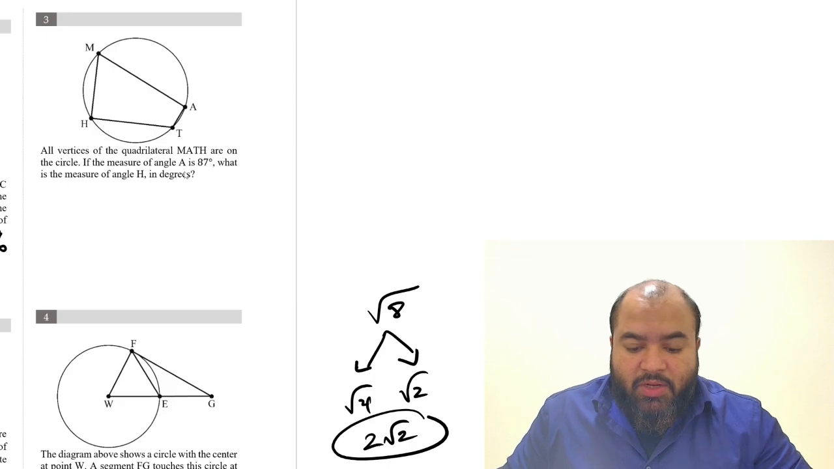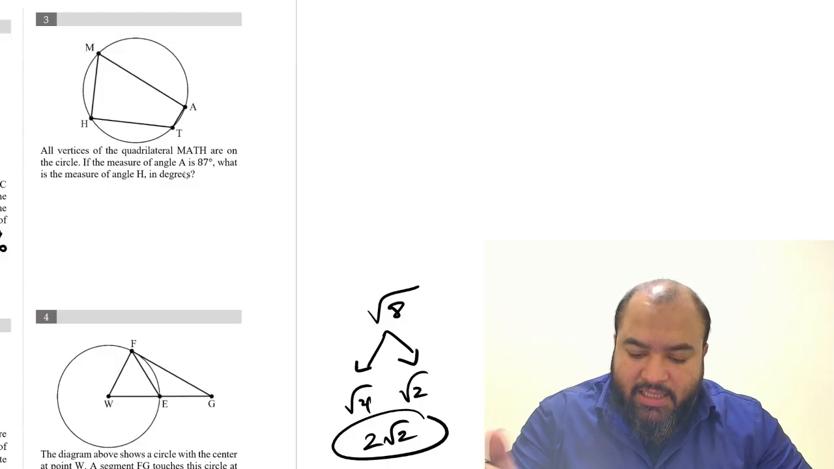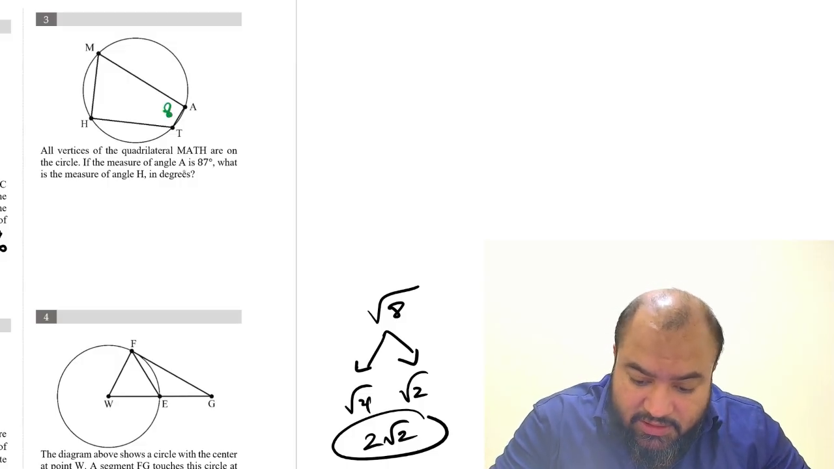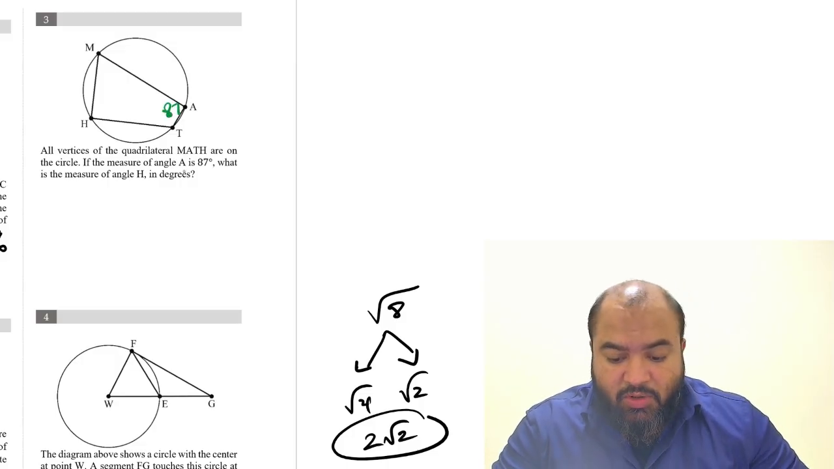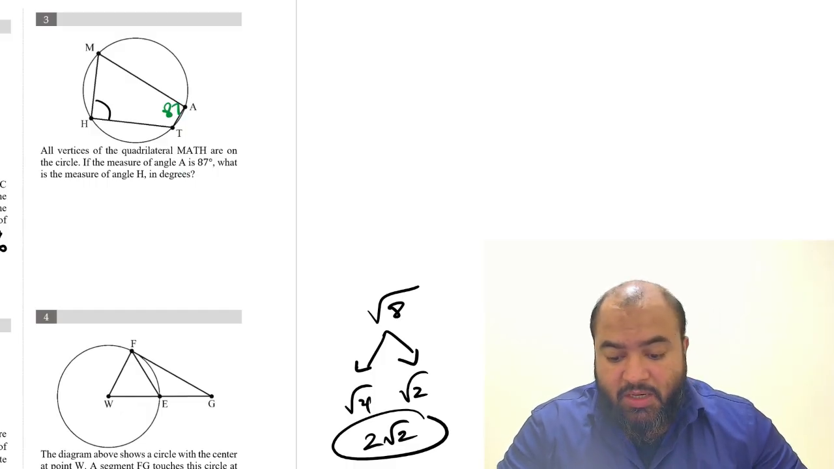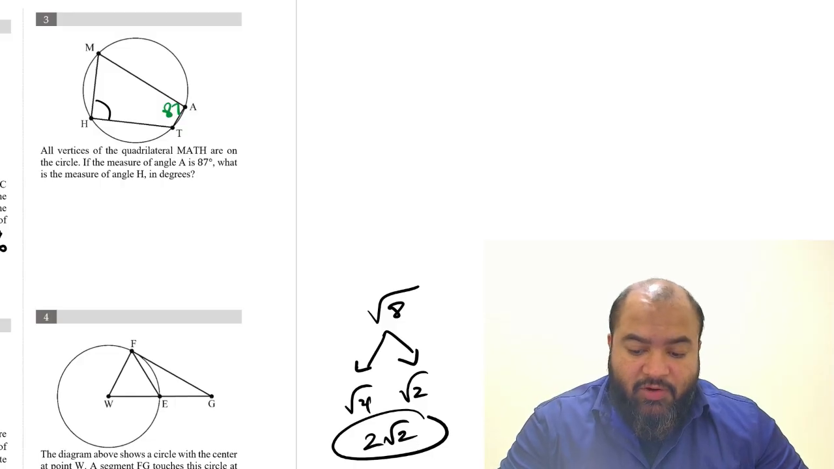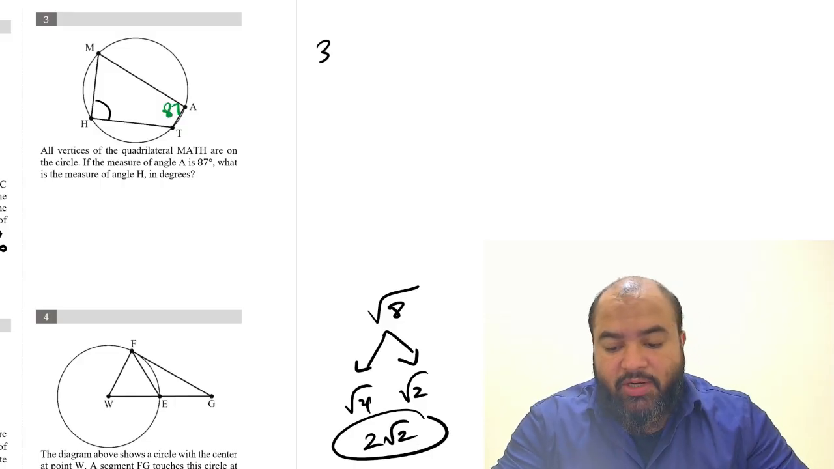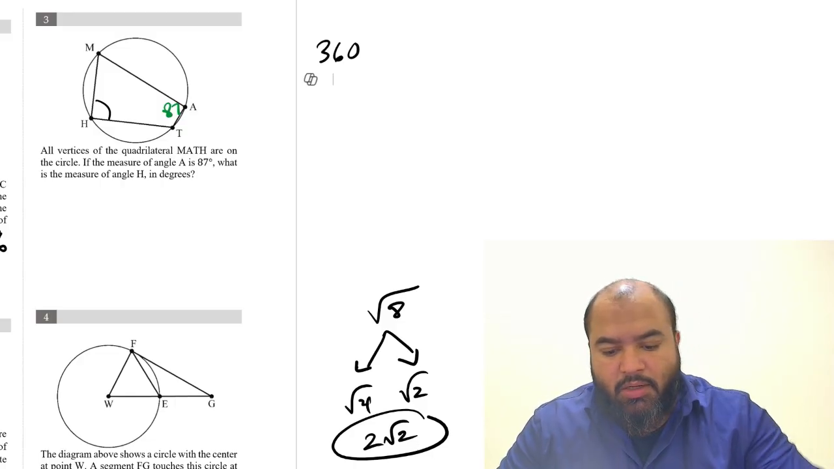Number 3, all the vertices of the quadrilateral MATH are on the circle. If the measure of angle A is 87, so this is 87, what is the measure of angle H? So we're looking for how much is that. Now first of all, this is a quadrilateral, so all 4 angles add up to 360 degrees.